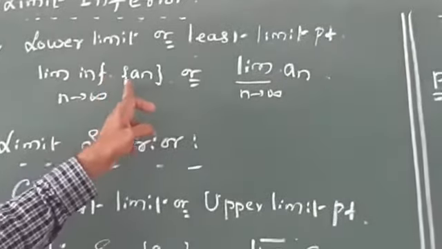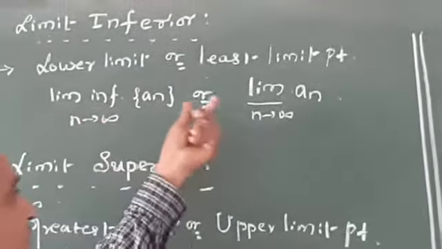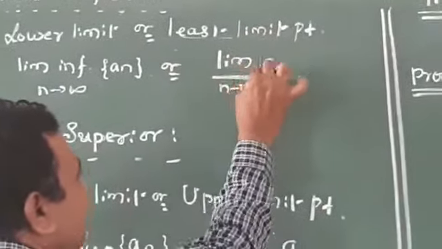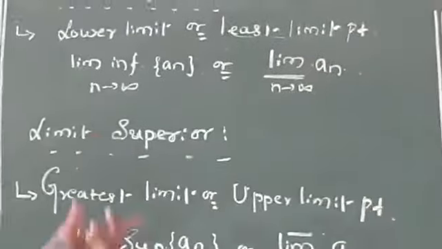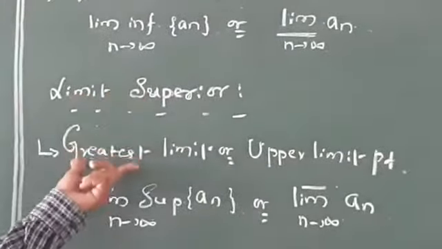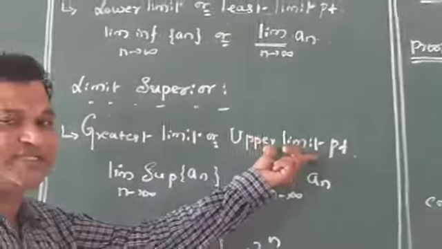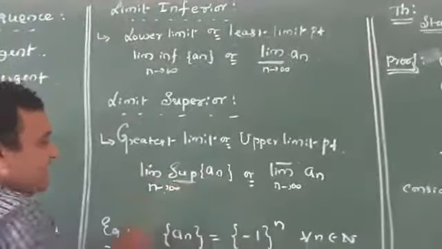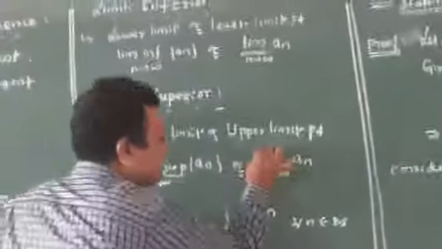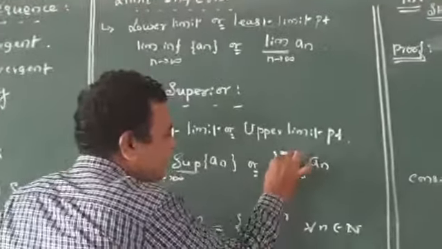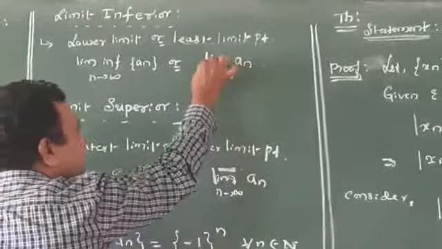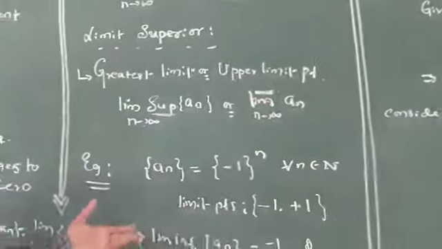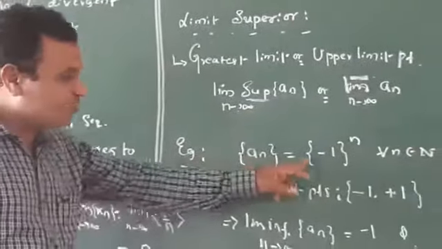That is the limit inferior of the sequence an as n tends to infinity, which we mark with a bar under the limit. The limit superior is the greatest limit point or upper limit point, represented as limit sup of an as n tends to infinity. So this is the limit superior and this is the limit inferior, the lower limit point and the upper limit point.